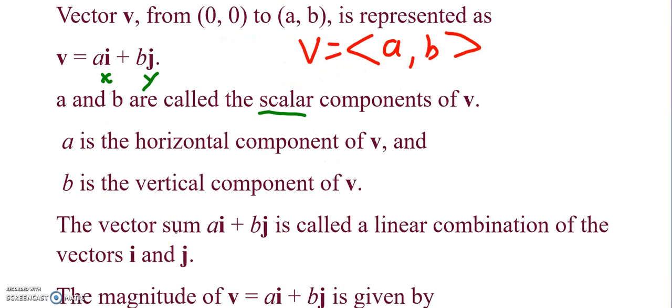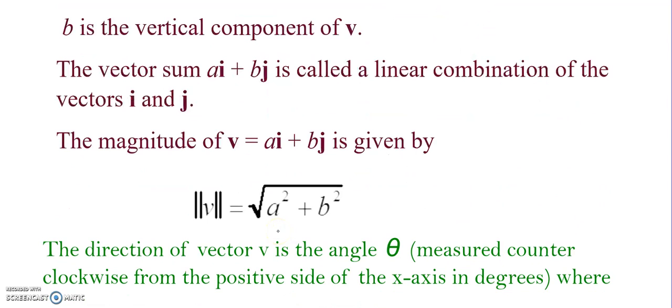The vector sum ai plus bj is called a linear combination of the vectors i and j. The magnitude of vector v is going to be the square root of a squared plus b squared. Again, that's just our distance formula.